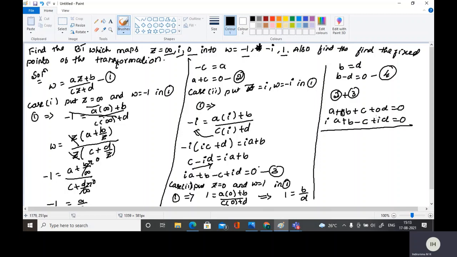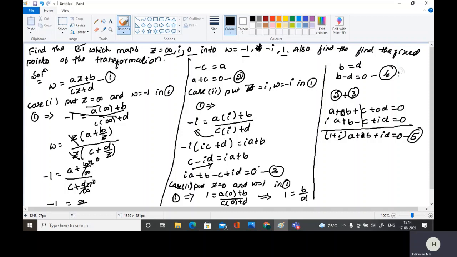Now simplify this. Minus C plus C gets cancelled. So (1 plus i) into A, plus 2B... 0B plus 1B is 1B only. Next, 0D plus iD is iD, equal to 0. Call it equation number 5.